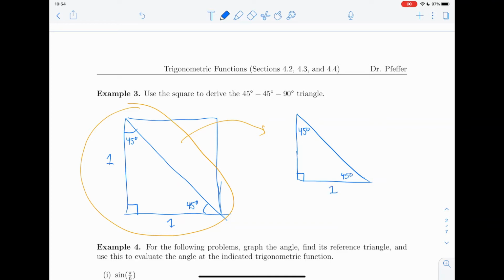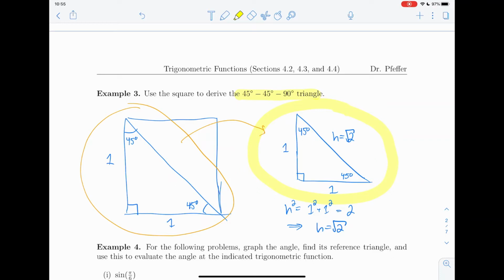The base and the height are both 1, and so if you want to know the missing hypotenuse, again, the Pythagorean theorem kicks in. We know based on the Pythagorean theorem that h squared is going to be equal to 1 squared plus 1 squared, but of course that's just a 2. And so that tells us then that h is equal to the square root of 2. Again, how you choose to learn this reference triangle is up to you, but this is going to be our 45, 45, 90 triangle.